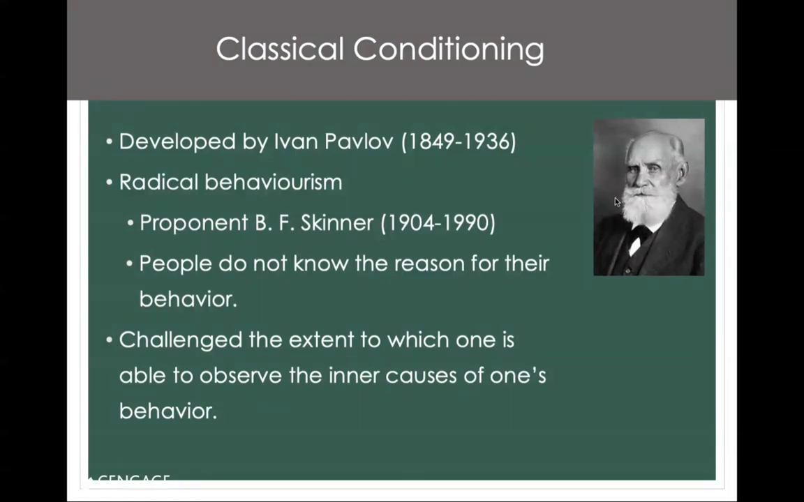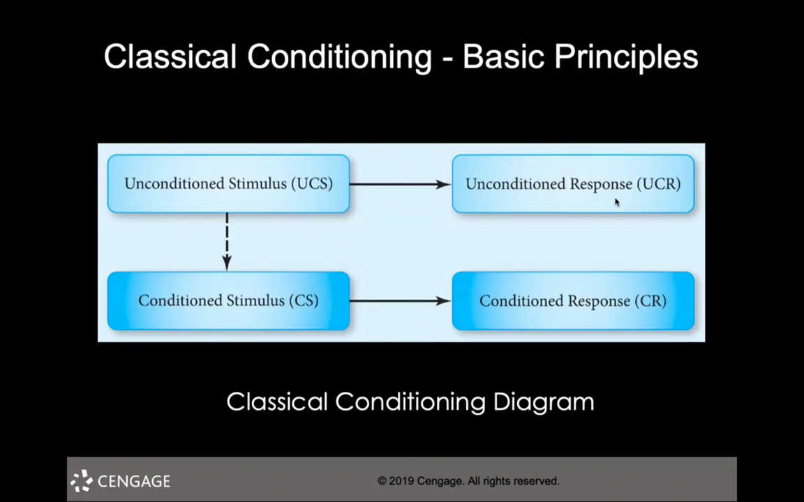He pioneered this idea called classical conditioning, and he was a radical behaviorist along with his other proponents, which we will study later, which were B.F. Skinner and the remaining that we will cover today. He challenged the extent to which one is able to observe the inner causes of one's behavior. And so the whole idea of his proposition can actually be divided into four groups.